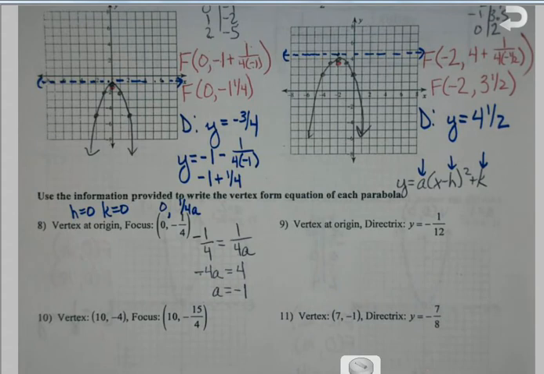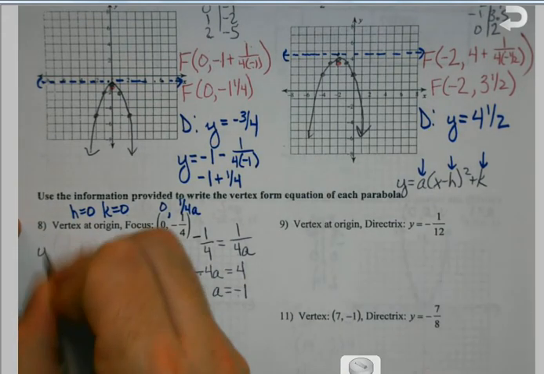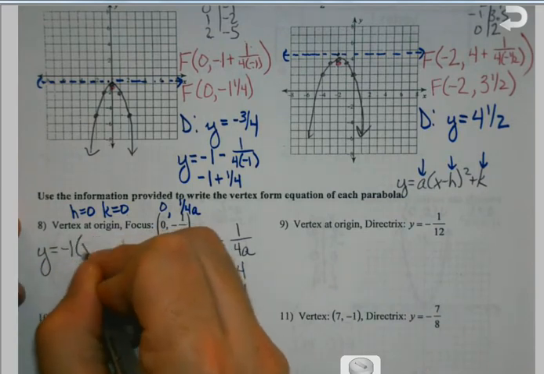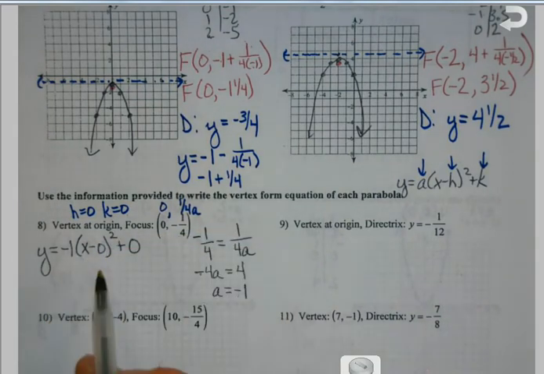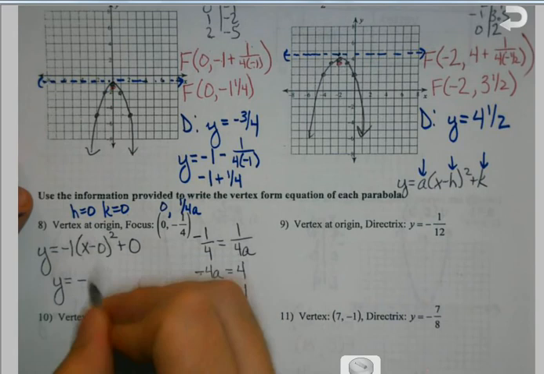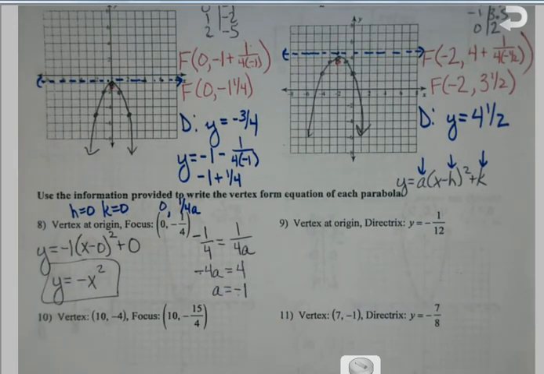Okay. So now that I've got a and h and k, I'm ready to plug in. So y would be a times x minus h squared plus k. Now, can I leave it that way? Sure. Do we normally leave it that way? Not really. Because when I can simplify, x minus 0 is just x squared, and the plus 0 I don't even need. Both perfectly acceptable. I wouldn't mark it wrong if you left it this way. But that's just a way to kind of simplify things a little bit.